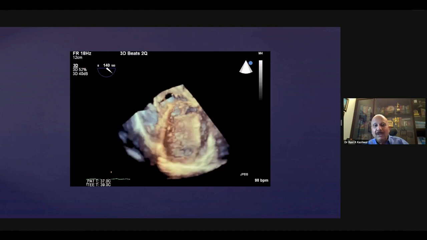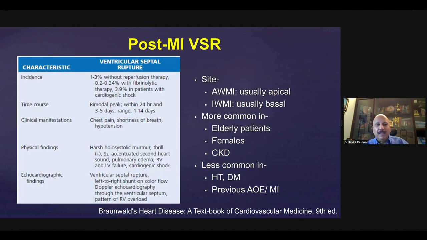a device. And that's where I'm saying that you will require your own vision and good ECG and clinical features, and you will require a good echocardiogram to show you that this was a ventricular septal rupture. She gave you some time, but she wouldn't have given you another day. So the incidence is 1 to 3% without reperfusion therapy. The time course is bimodal again, just like the MR, within 24 hours and 3 to 5 days, range 1 to 14 days, and chest pain, shortness of breath.